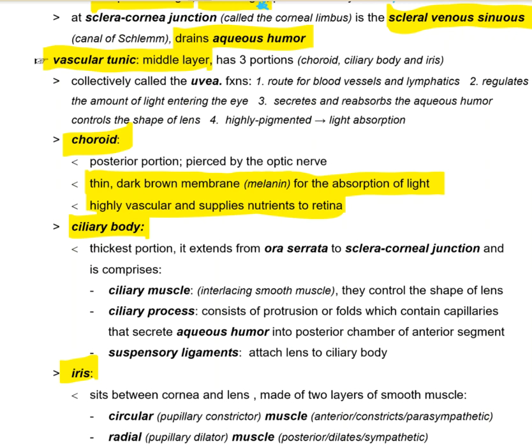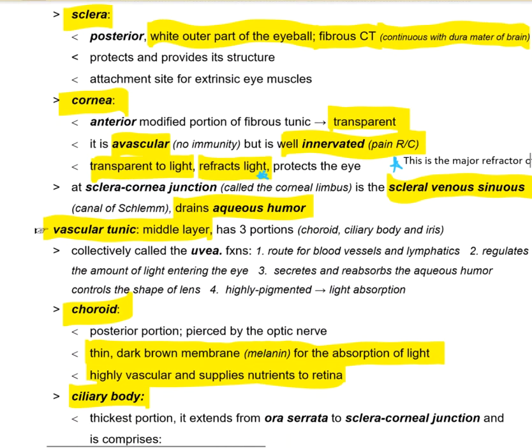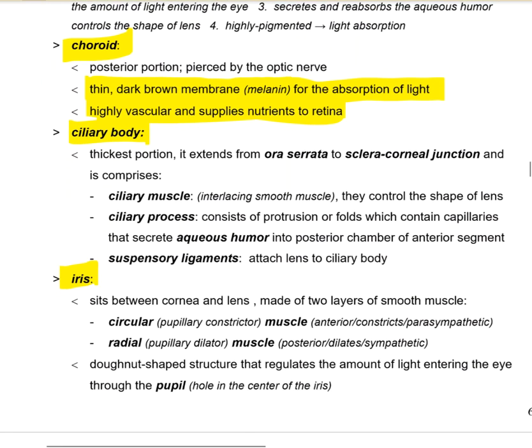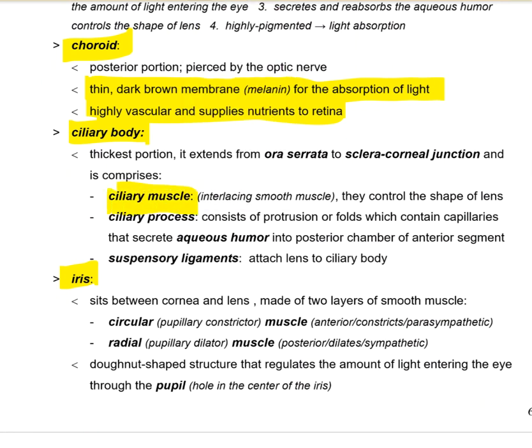Now, as that choroid comes around, it starts to thicken. Here's the choroid; they peeled it away so you can see it better. It starts to thicken and form the ciliary body, which I also spelled wrong. I'm spelling everything wrong, sorry. Ciliary body, there we go. The ciliary body, as I said, is very thick, and it has ciliary muscle in it. Ciliary muscle controls the shape of the lens, and this is because there are suspensory ligaments that attach the lens to the ciliary body. Okay?